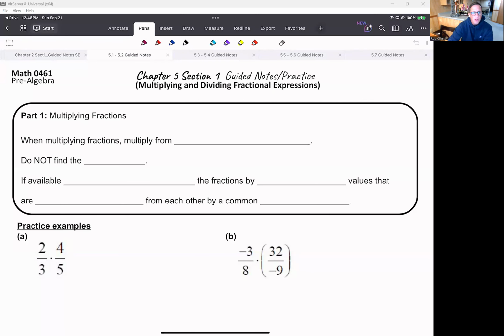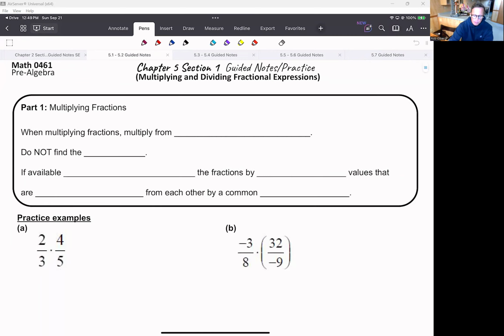Okay, let's go ahead and start section 1 of chapter 5. This is on multiplying and dividing fractions, especially fractional expressions. Okay, so part 1, multiplying fractions. All right, so when you multiply fractions, you multiply. You don't have to do anything fancy at all. You just have to multiply left to right.